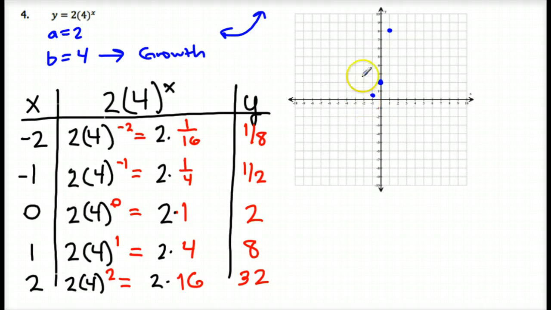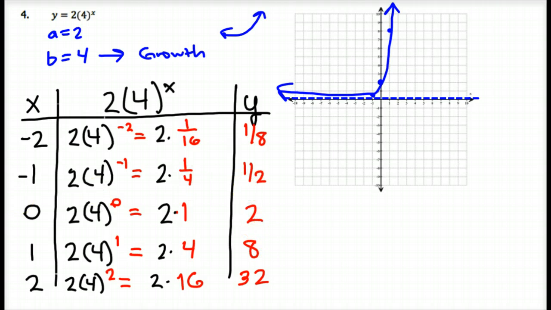These three right here are giving me my basic shape. We know it's going to be growth. Again, here's your horizontal asymptote on the x-axis. And if you connect your dots in a curve, you're going to get that basic shape. It's a little bit even steeper than some of our others, but that's how it's going to look.